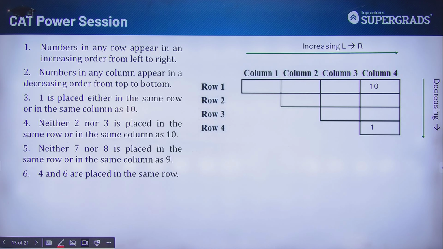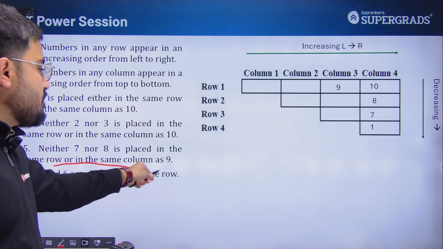So this is 10 and this is 1. We are following this instruction. Neither 2 nor 3 is placed in the same row or same column as 10. So since 9 is the second highest number, 9 comes adjacent to 10. And since 9 is fixed, then 8 comes adjacent to 10, because this is again the next highest number. And if this is next, 8 and 7 will come like this, because they cannot come along with 9, because neither 7 nor 8 is placed in the same row or in the same column as 9.